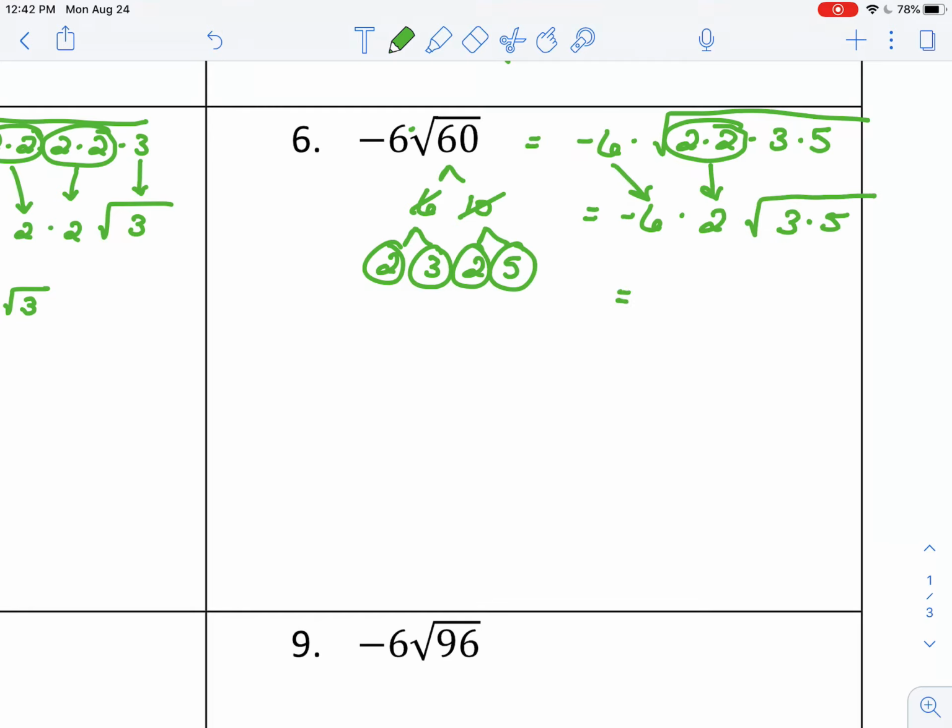So I'm going to multiply everybody back together. -6 times 2 is -12. And inside the radical, 3 times 5 is 15. That is as simplified as -6 root 60 can get.